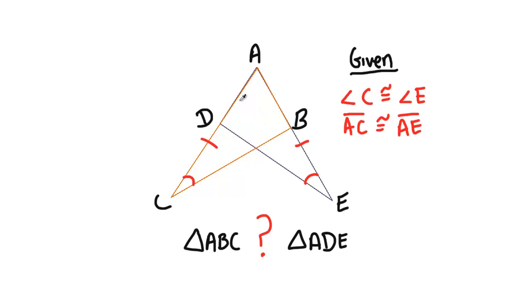Okay, so to help us answer the question, we have to look at the overlapping angles, namely angle EAD and angle CAB. And since they're overlapping, we can use the reflexive property of congruence to show that the two angles are congruent. So we'll mark it off like this.